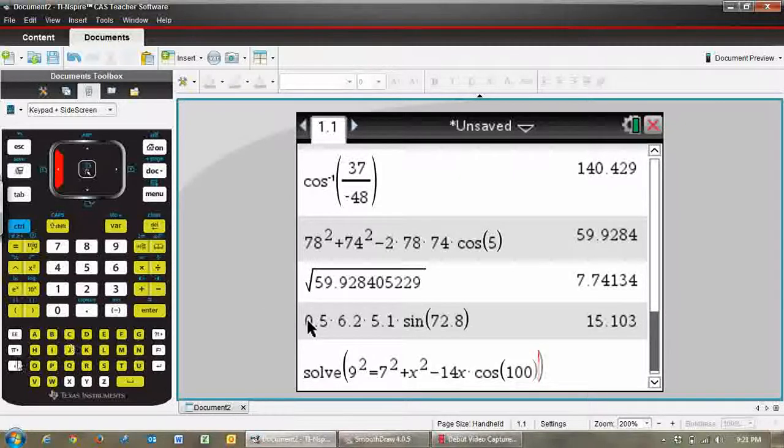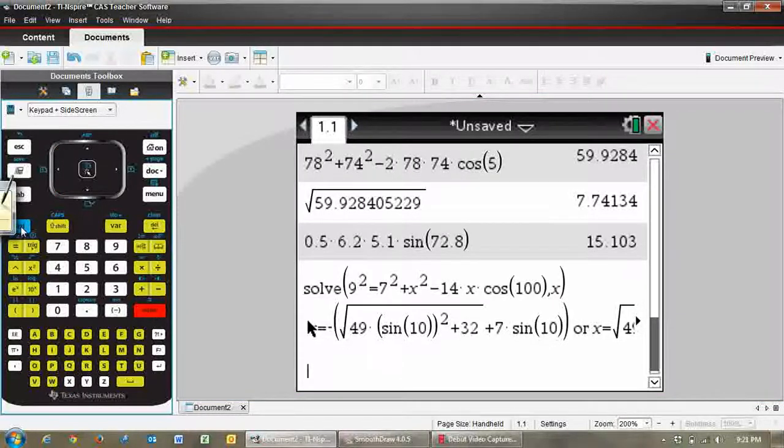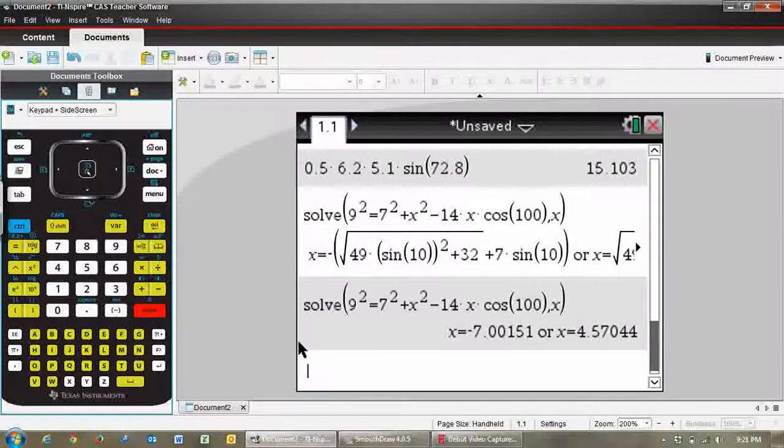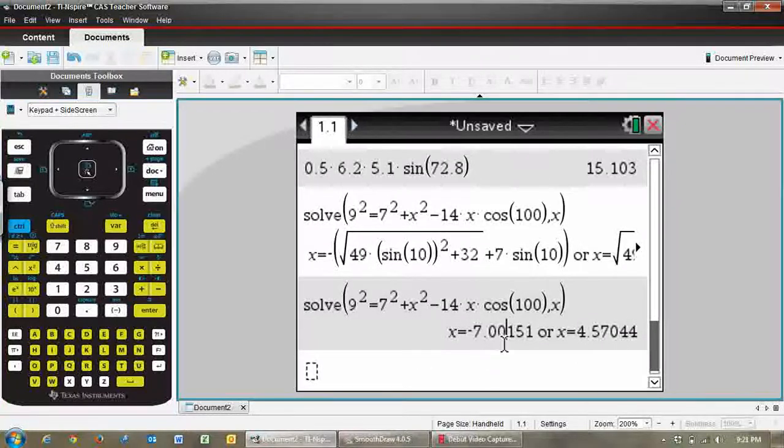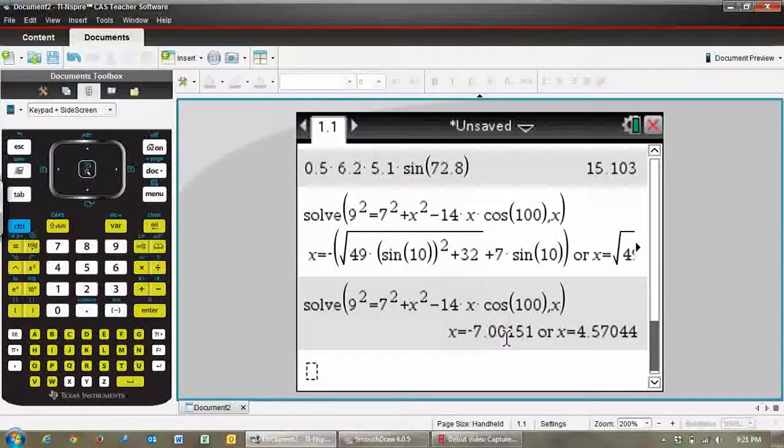Okay, and we want to solve it, comma for x. So hit enter, and you get something horrible. I'll press Control Enter. Now just have a look at these answers. What was x again? We were looking for a side length. So it's got -7 here. Can it be -7? Well, of course not. It's given us a negative answer and a positive answer.